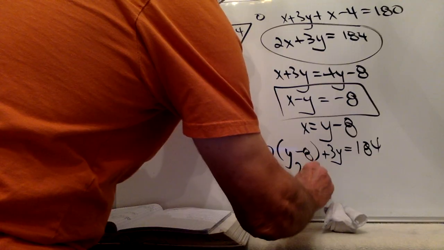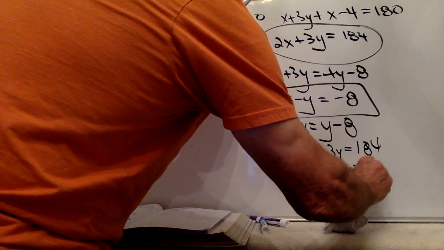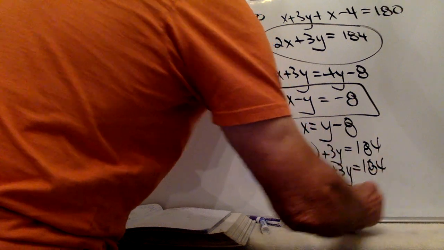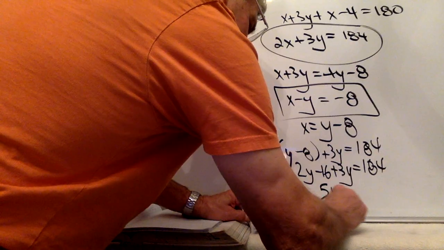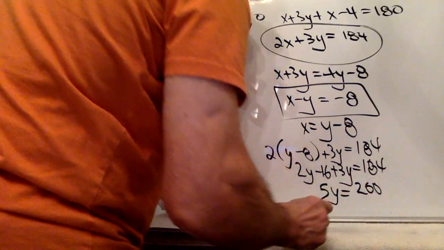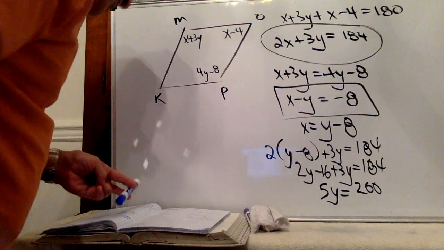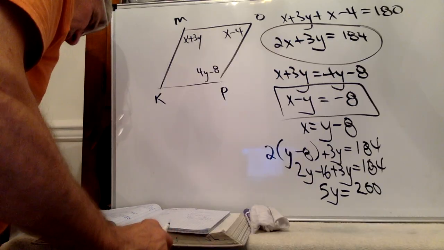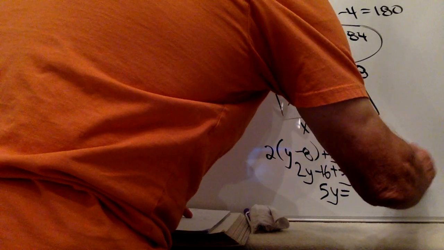Multiply through, you get 2y minus 16 plus 3y equals 184. So you get 5y. I'm sorry, I'm sloppy. Add 16, is equal to 200. Divide by 5, and you have now solved for y. Y is equal to 40. So y equals 40.